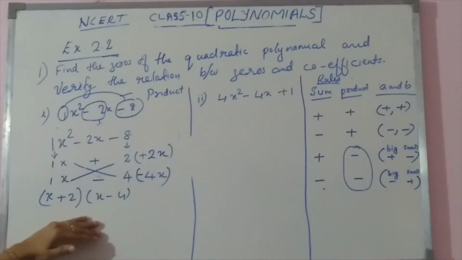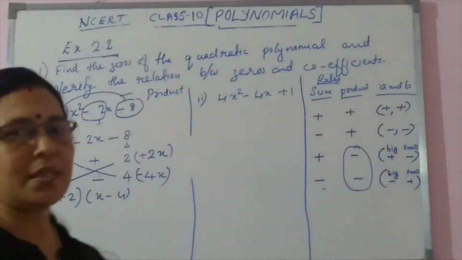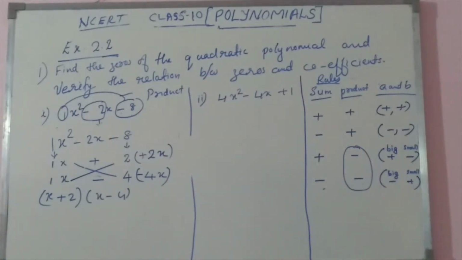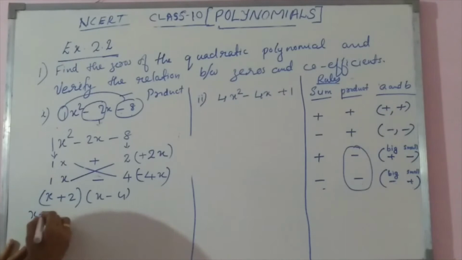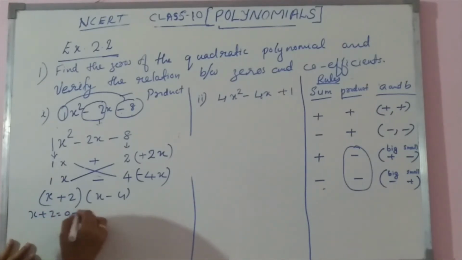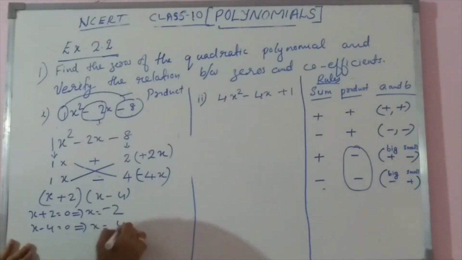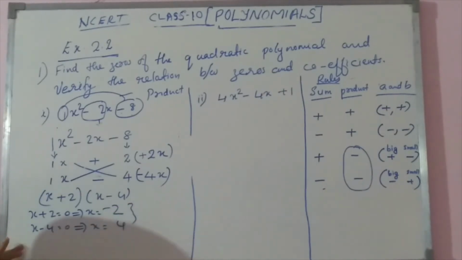So you got the zeros here. In two steps we are getting the zeros. Just take different questions and try that, practice it, surely you will feel this method is easy. So now you are getting the zeros, you can find them out. x plus 2 is equal to 0, that implies x is equal to minus 2. x minus 4 is equal to 0, that implies x is equal to plus 4. So the two zeros are minus 2 and plus 4.